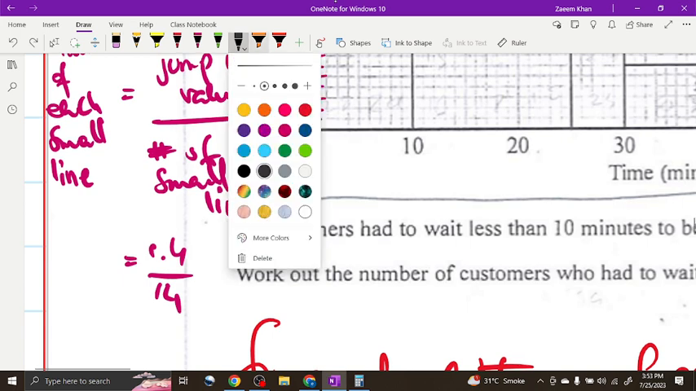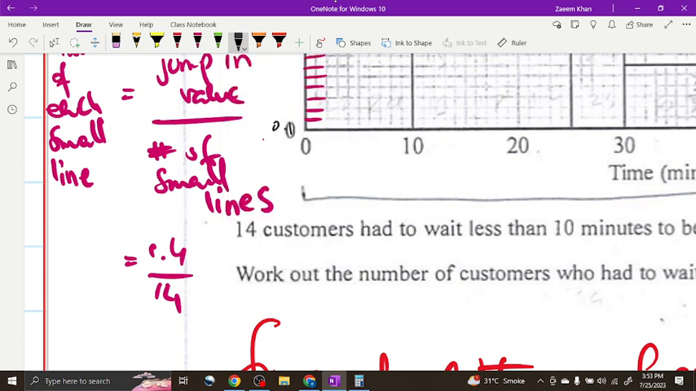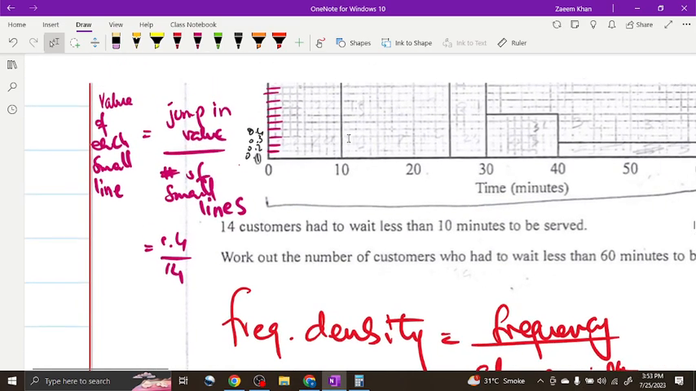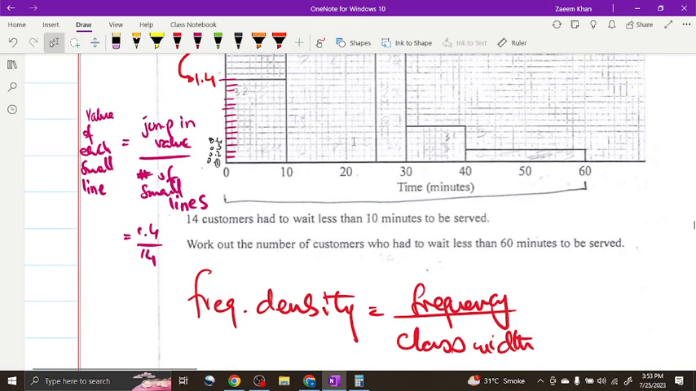Let me choose a smaller font. 0.1, 0.2, 0.3, 0.4, so on and so forth. Every single small line is 0.1. Work out the number of customers.